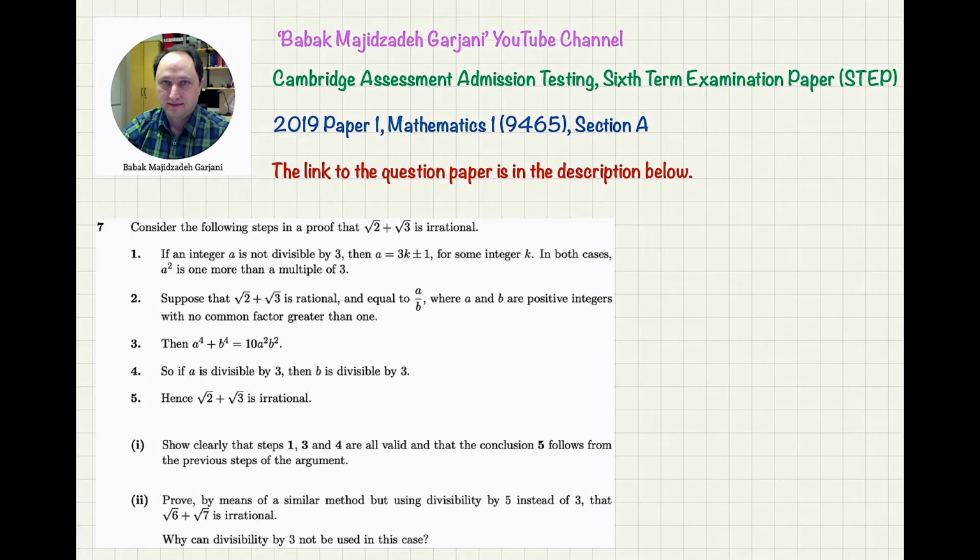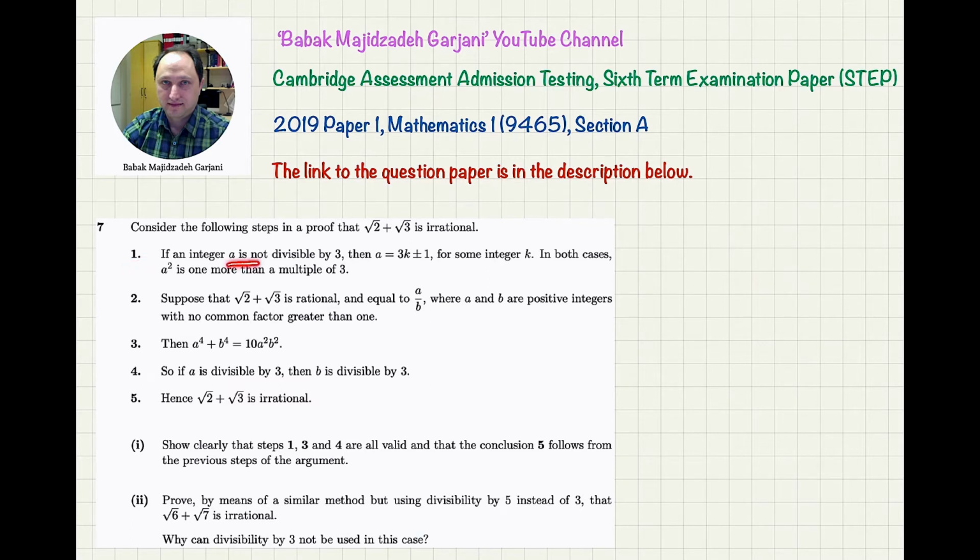Okay, so in the first part of this problem, we're supposed to show that the statements 1, 3, and 4 are indeed valid, and then of course use these statements to show that statement 5 is also valid, meaning that square root of 2 plus square root of 3 is an irrational number. Let us focus on statement 1 first.